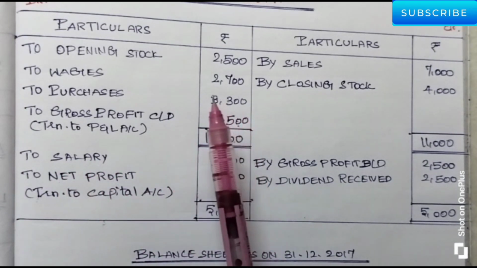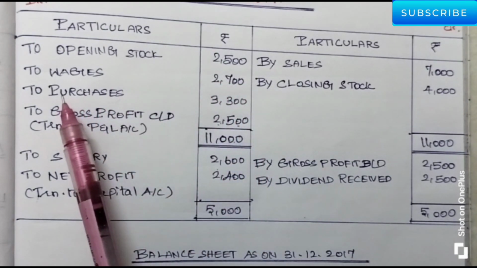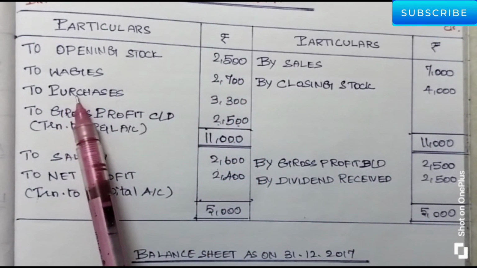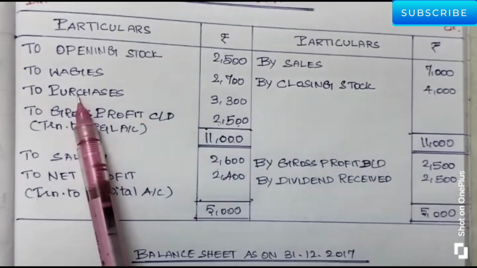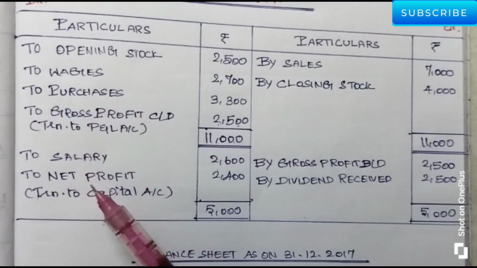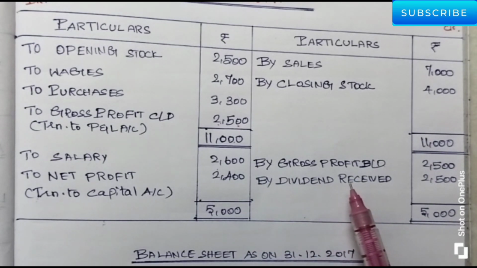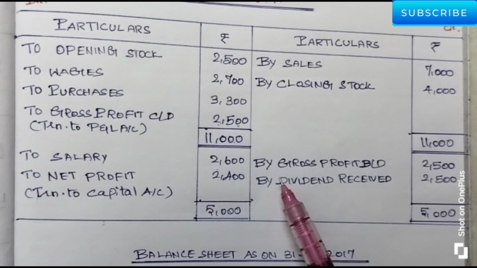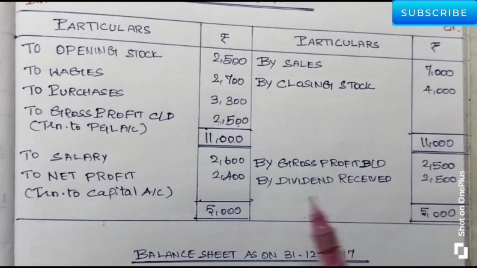At the same time, take the trading account. As per the format of the trading account, you have to enter direct expenses and goods purchase related expenses on the debit side. Okay, let's go for discount received. Discount received is an indirect income. It is to be entered on the credit side of the profit and loss account, by discount received 2500 entered.